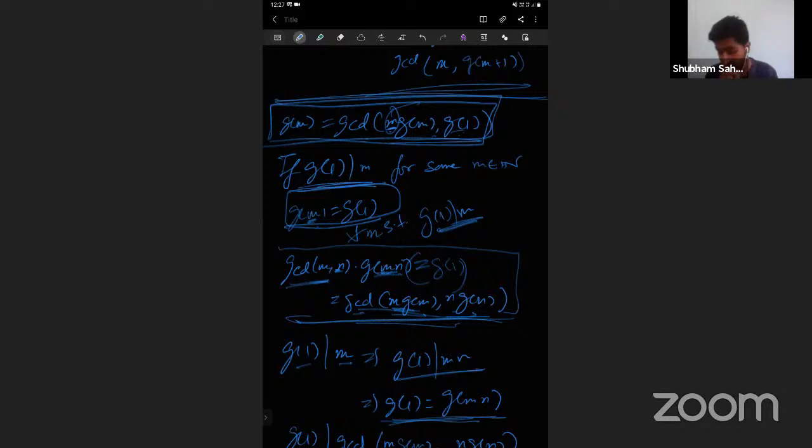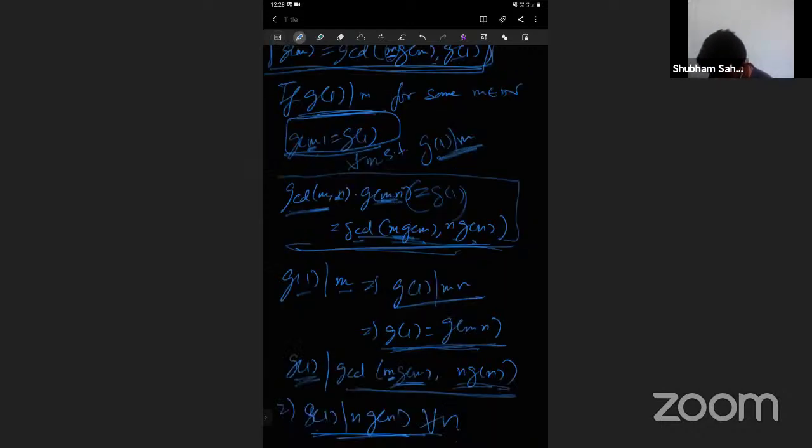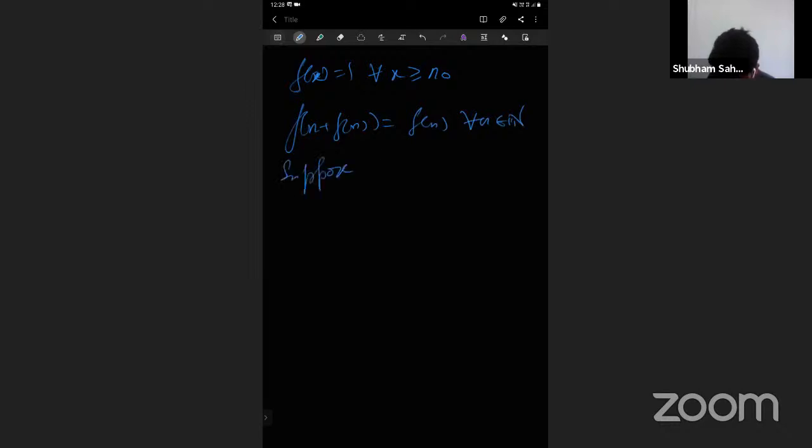Anyway, so the thing is, if you have that f(x) is equal to 1 for all x beyond n naught, you now need to extend this to all natural numbers. Okay, I think I should write this down. We have f(x) equal to 1 for all x greater than or equal to n naught. Now you have that f(n + f(n)) is equal to f(n) for all n in N. So suppose there exists k belonging to N such that f(k) is equal to c.